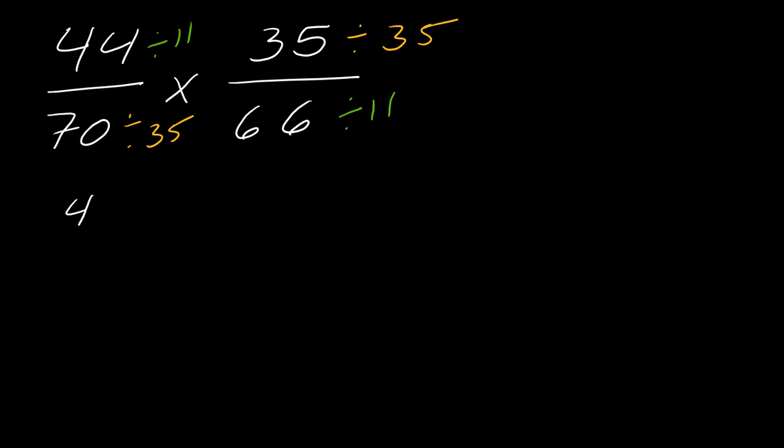70 divided by 35 is 2. 35 divided by 35 is 1, and 66 divided by 11 is 6. Now, you might notice here, there's actually a lot of different routes that we can go. And so this is kind of the beauty of simplification.